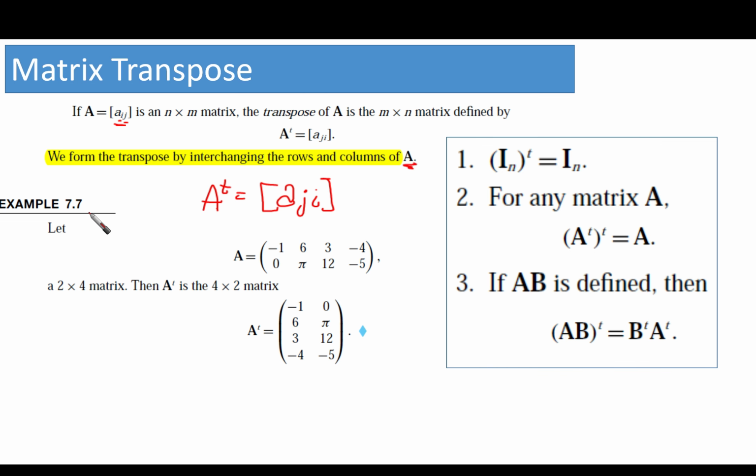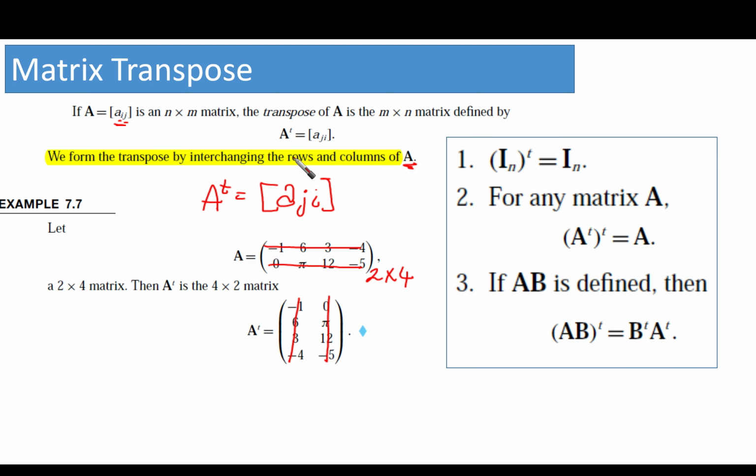So let's have an example here. This is 1, 2, 3, 4 in the first row. This is a 2 by 4 matrix. Then the transpose of this is going to be: each row becomes a column. So this column is going to be here, and this row is going to be here. That's it. This is the meaning of the transpose.